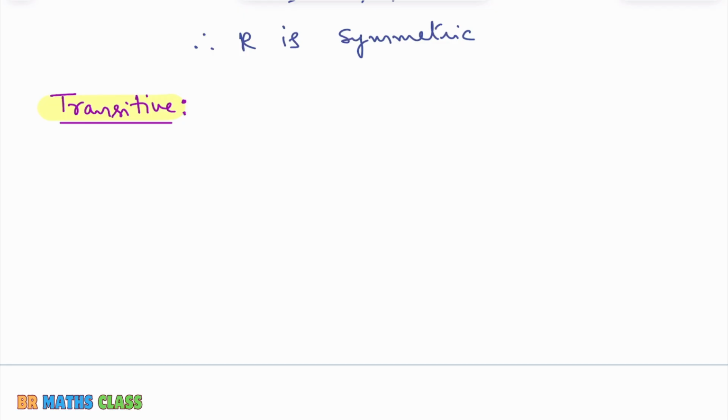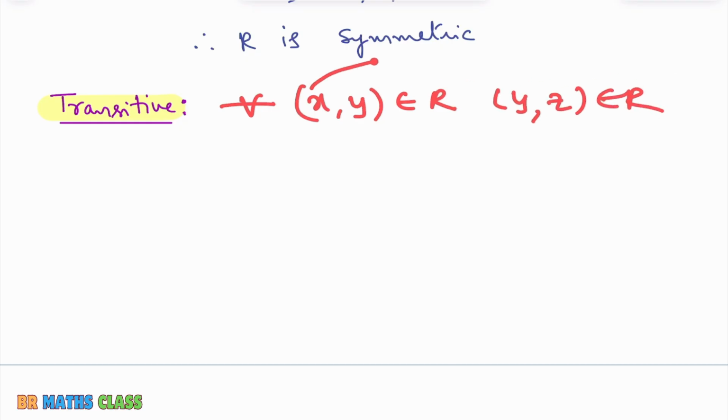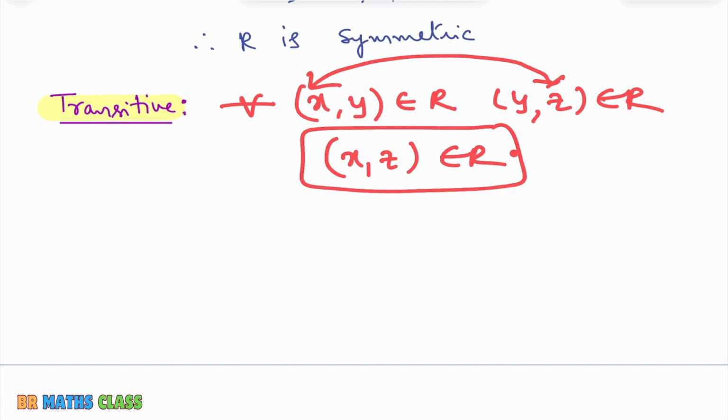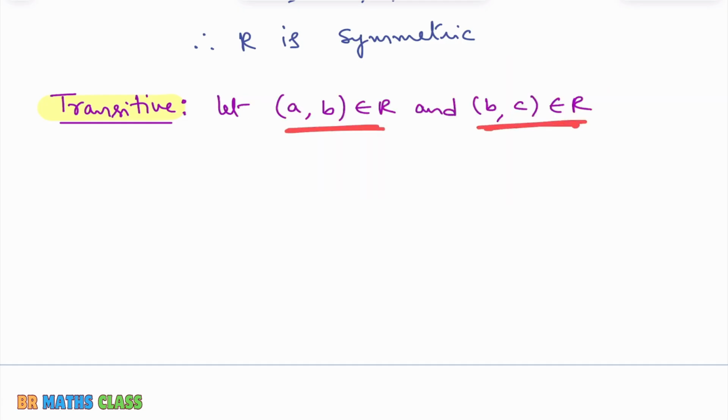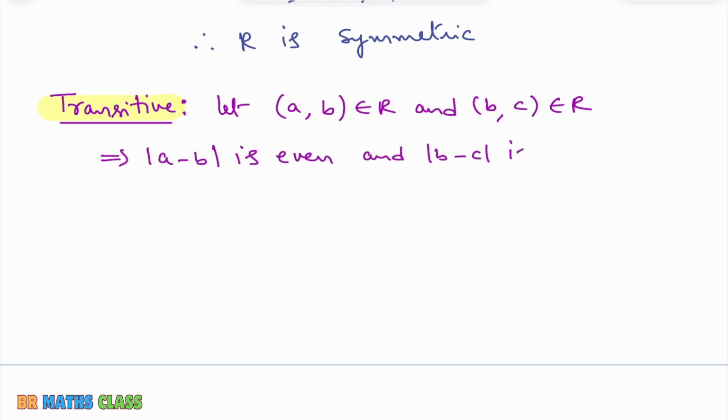Now we'll check the transitive condition. What is the transitive condition? If (x, y) belongs to the relation and (y, z) is also in the same relation, then we look whether (x, z) is present in the relation or not. If (x, z) is there in the relation, then we say that the relation is transitive. I take two ordered pairs like this: (a, b) belongs to R, (b, c) belongs to R. The ordered pair (a, b) belonging to R means that the modulus of a minus b is even. And (b, c) belonging to R means that the modulus of b minus c is even.